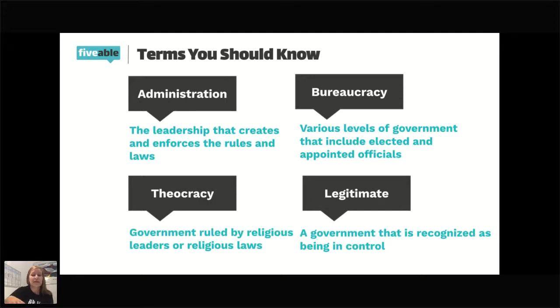So to be legitimate, the government that's in power is recognized by the people as being in control. That means that they understand that that government has power, and they give that power to the government to kind of govern over them. They see them that they are in control. That government I recognize as being my government, and I'm going to accept the laws that they bring down and the enforcement that they have for breaking those laws.